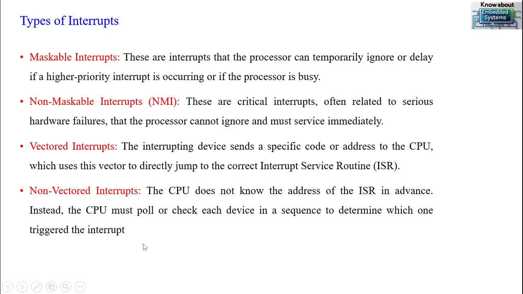The next one is called non-vector interrupt. Non-vector interrupt in the sense there will be no specific address, and there will be no vector table available for that particular interrupt. Such type of interrupts are called non-vector interrupts. No vector address, no ISR address, and no specific code is going to be defined in the non-vector interrupts.